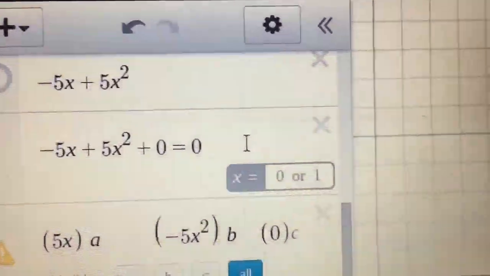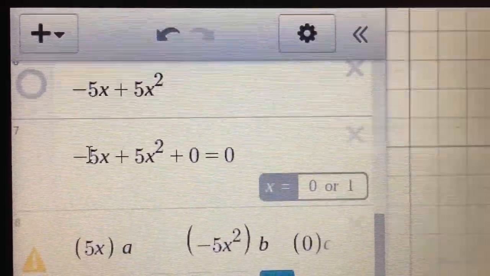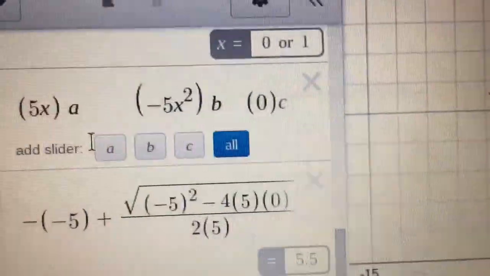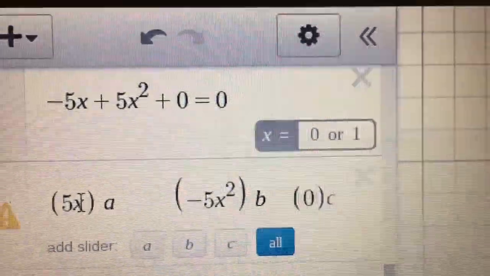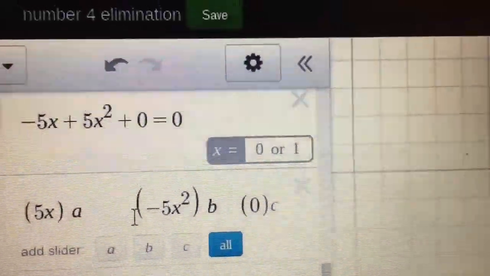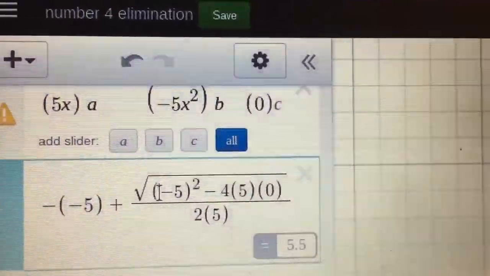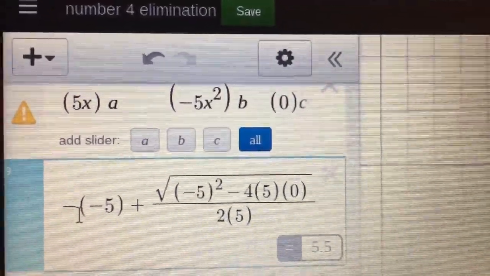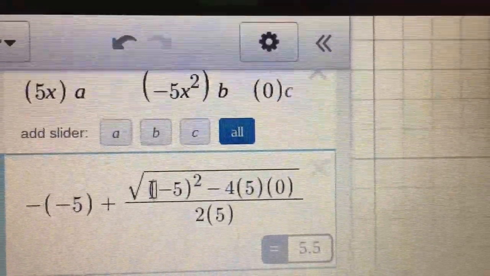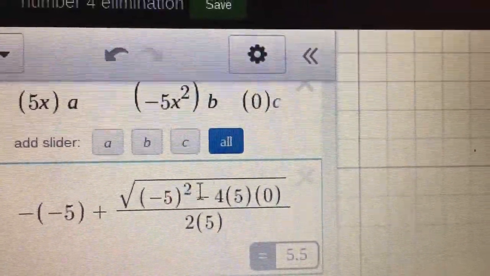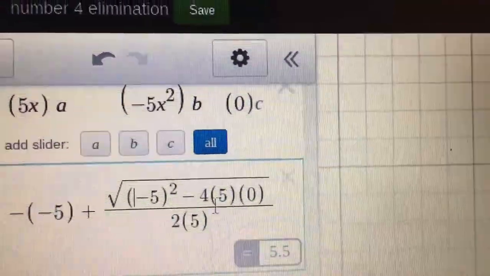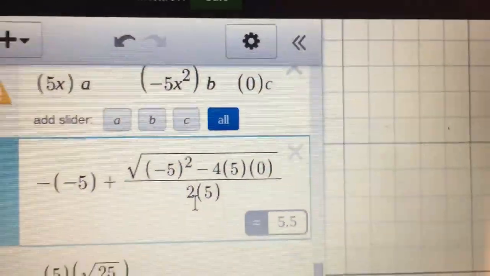Now, when we go down, this is going to be our quadratic equation, okay? So we're going to put it into the quadratic formula, and we're going to get 5 as our a, and then we're going to get -5 as our b, and then 0 as our c. Okay? So, now when we do it, we get -5 plus or minus the square root of -5 squared minus 4 times 5 times 0, all over 2 times 5, which is 10.